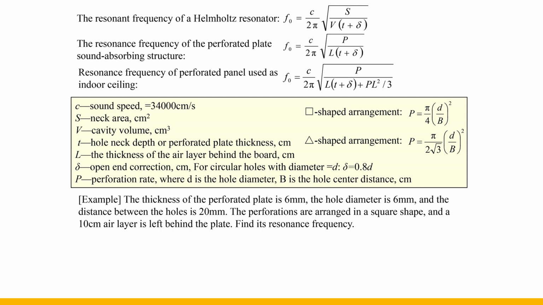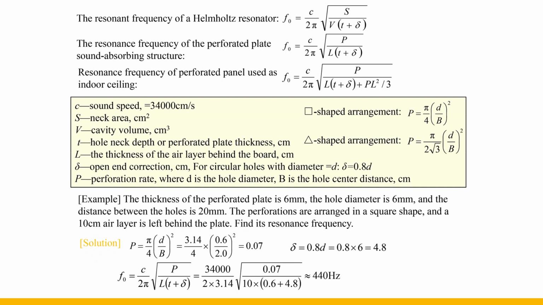Find its resonance frequency. First, the perforation rate is 0.07 from the square arrangement, and then the correction amount for the end of the orifice is calculated as 4.8 according to the hole diameter. The resonance frequency is 440 Hz, obtained by the calculation formula of the resonance frequency of the perforated plate. It can be seen from the calculation results that it is a medium frequency.